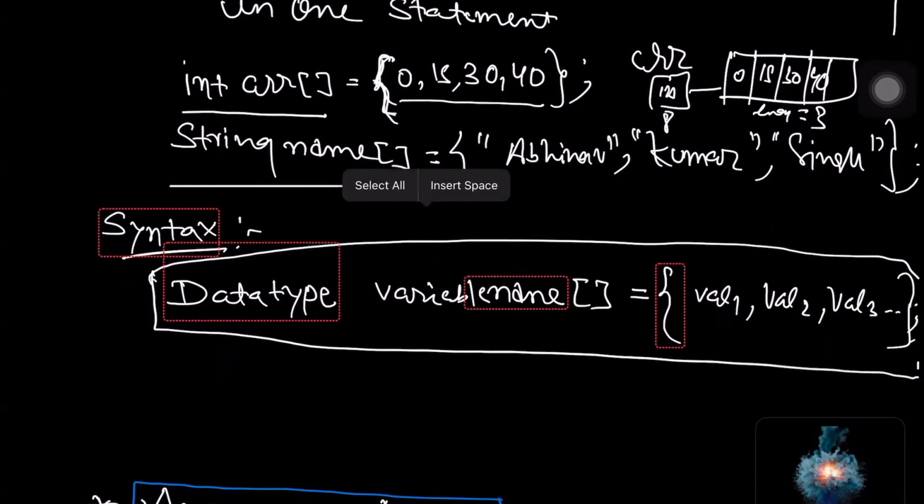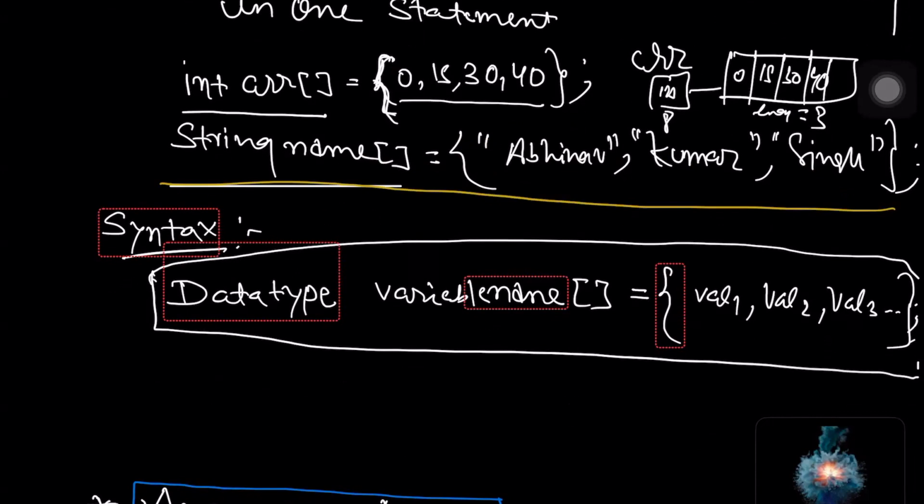Yes, ma'am. Okay, so here I have declared string names. Anyhow, we will practice in code, and then I directly have initialized values to this: Abhinav, then Kumar, then Singh. So this is called single line initialization. Directly we are initializing the array.